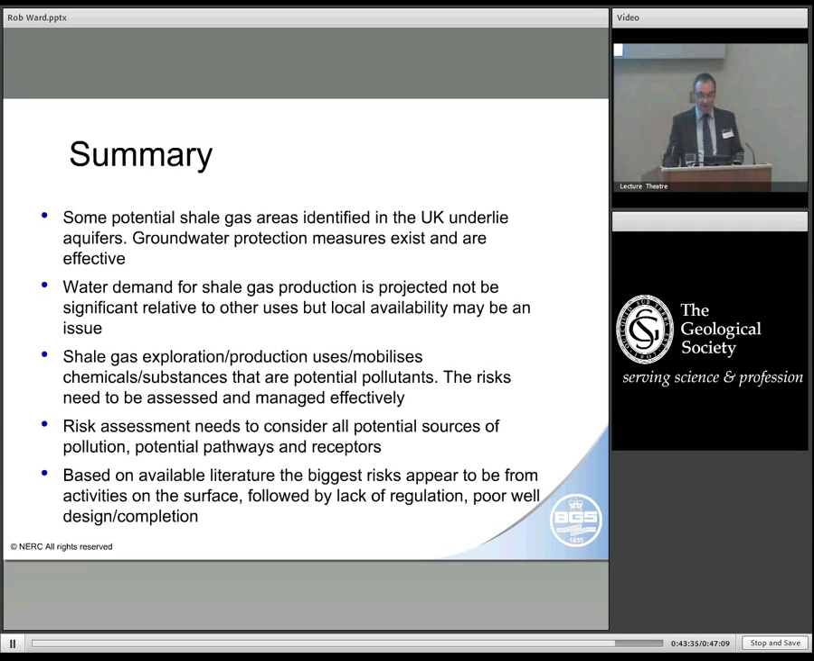And I think, based on a review of the available literature, the biggest risk from the activity is activity associated with the surface. The storage, transport, and movement of chemicals and the fracking fluids on the surface, and those are the issues. Looking at the literature and around the states, followed by lack of regulation in the states, which has led to some of the problems we see, and also the poor well design and completion, which are the principal problems that we see from the states.